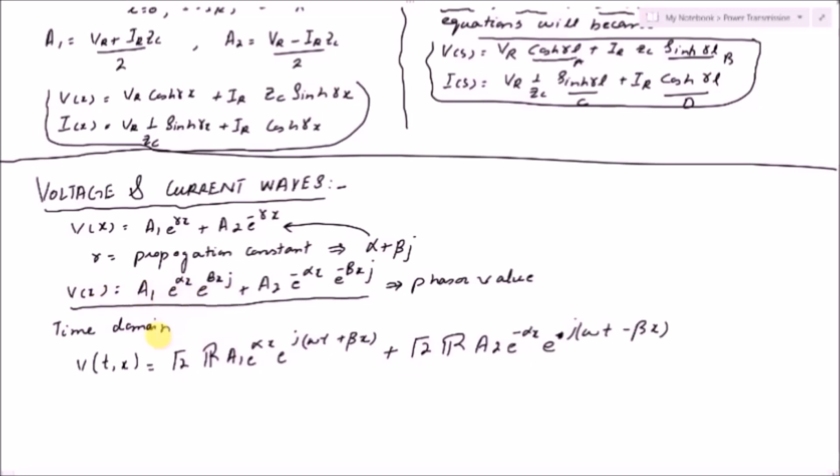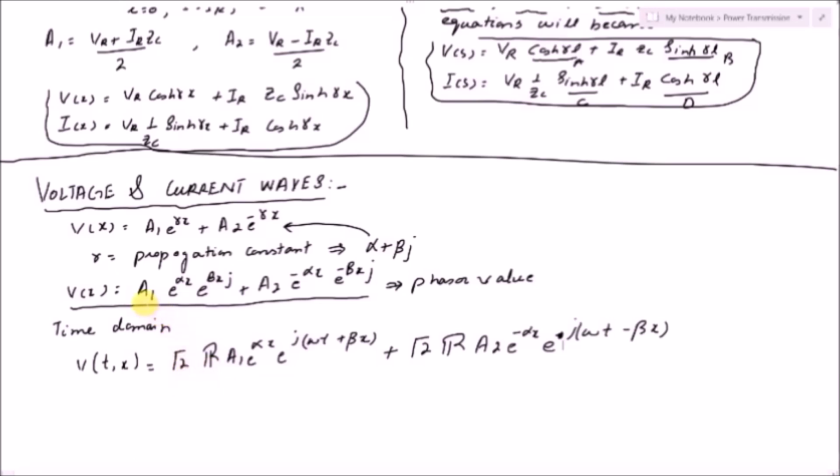Now if I have to convert this into the time domain, it will be V(t,x). t is for the time domain and x is the distance at which we are calculating the voltage value. And this is the RMS value. To convert it into the peak voltage, we just have to multiply it by under root 2.